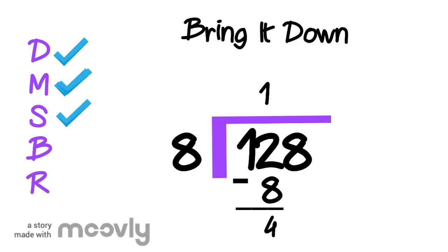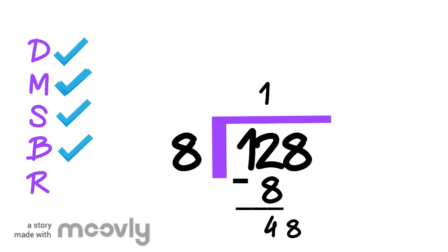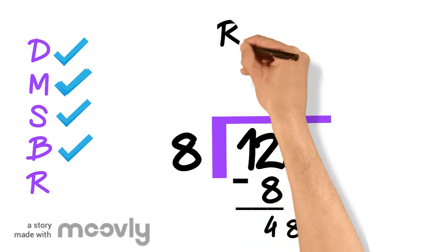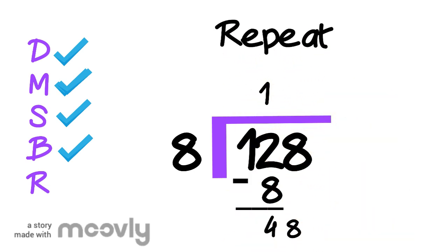For bring it on down, we take the next number that we have not used in our dividend, in this case 8, and we simply bring it on down to where we subtracted, next to our 4. This gives us a new number, 48, and brings us to our next step, which is repeat.